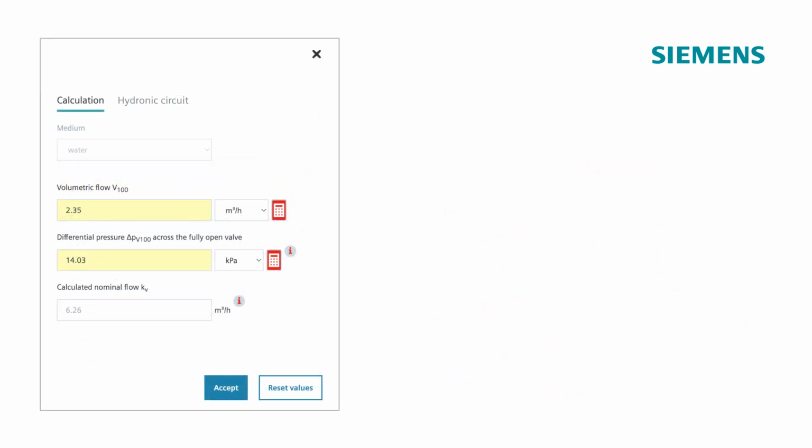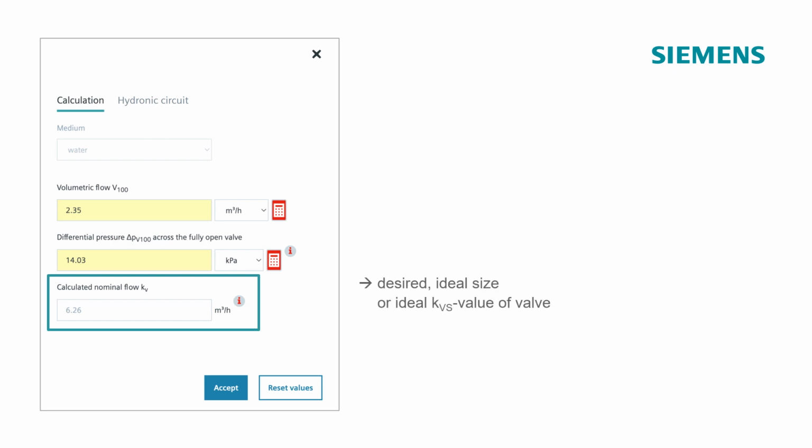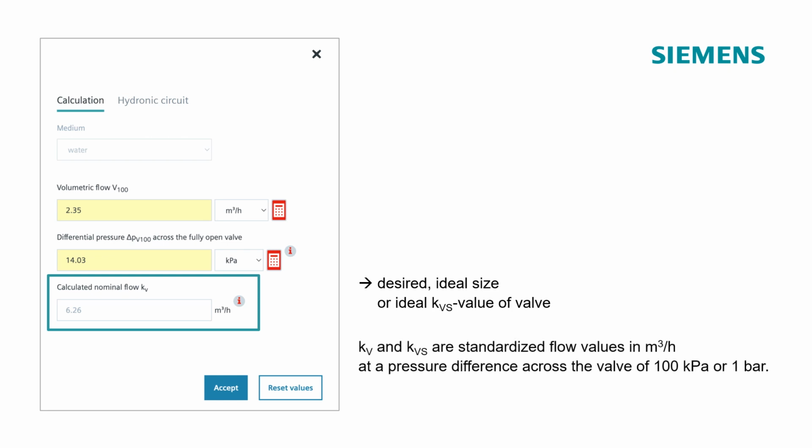Based on the volumetric flow and the desired pressure difference across the valve, delta PV100, the calculated nominal flow kV is determined. This means the desired or ideal size or the ideal kVS value of the valve. The kV value, and also the kVS values, are standardized flow values at a pressure difference across the valve of 100 kPa or 1 bar. Click Accept. By doing so, the calculations are being finalized and the selection of applicable control valves will be further limited based on that.